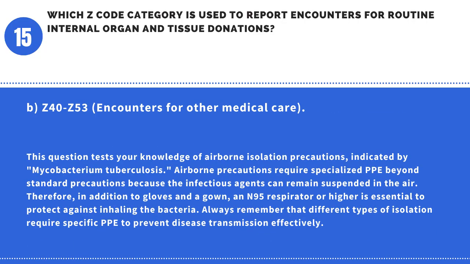Answer. B. Z40-Z53, encounters for other medical care. This question asks about the appropriate use of Z codes for specific types of encounters in ICD-10. The Z codes within the range Z40-Z53 are used for encounters related to other medical care, which includes procedures like organ and tissue donation, Z52. Routine examinations, Z00-Z13, are for general checkups without specific complaints. Always check the Z code categories and their descriptions to find the correct code for encounters not related to illness or injury. Z codes are essential for reporting reasons for visits that aren't about sickness or injury.